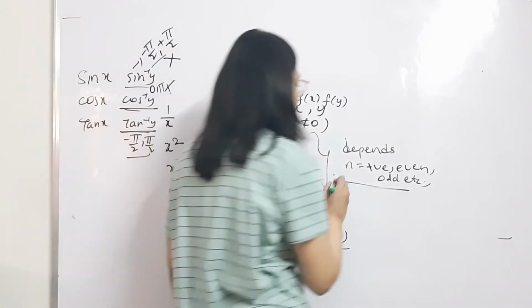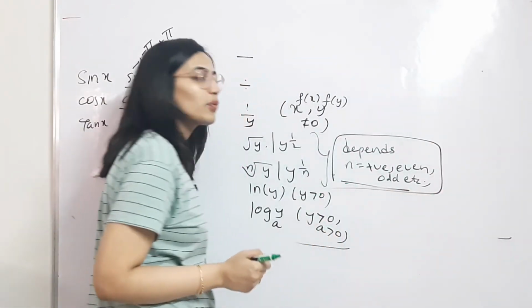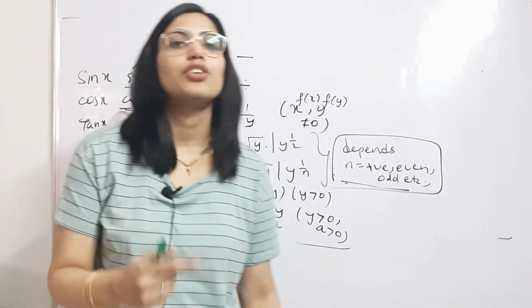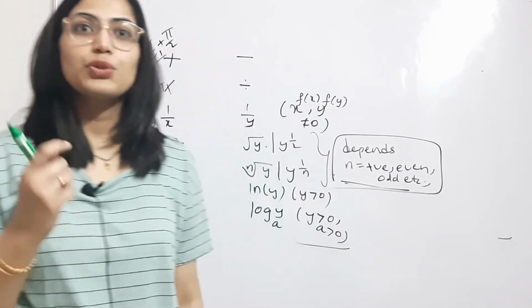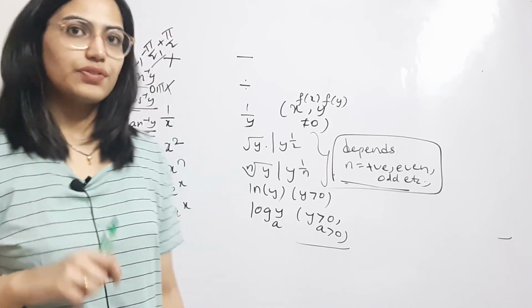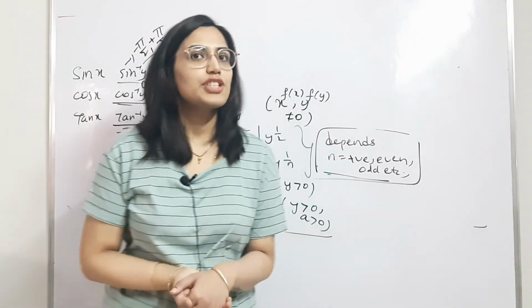The restrictions that are there here are very important. You need to restrict the domain in order to find the inverse function. If not, you will not get the inverse of that function. This is all about the inverse function.